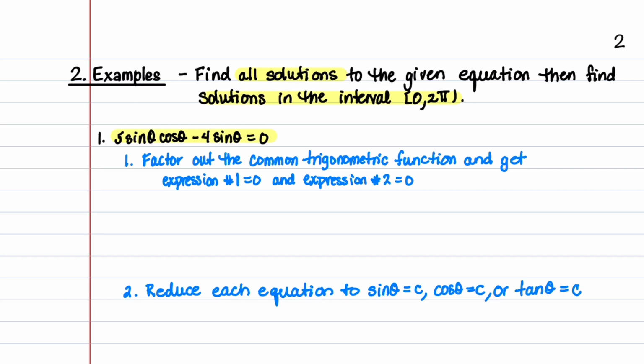Our first step is that we're going to factor out the common trigonometric expression. We notice in this equation that each term has a sine theta, so we can factor that out. We pull out sine theta, and we're left with 5 cosine theta minus 4 is equal to 0. We set both expressions equal to 0.